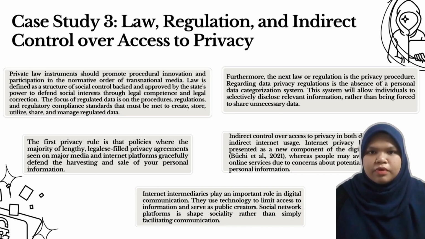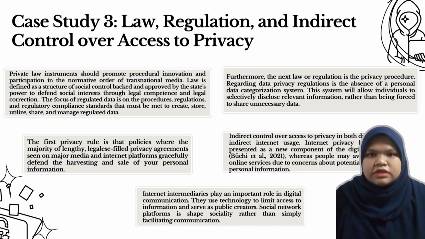The first privacy rule is the policy, where the majority of legalists feel privacy agreements centered on major media and internet platforms gratuitously allow the harvesting and sale of your personal information. Furthermore, the next law or regulation is the privacy process. Regarding data privacy regulation, there is an absence of a personal data categorized system. The system may allow individuals to selectively disclose relevant information rather than being forced to share unnecessary data. The goal of Malaysian privacy process regulation is to control how personal data is processed.